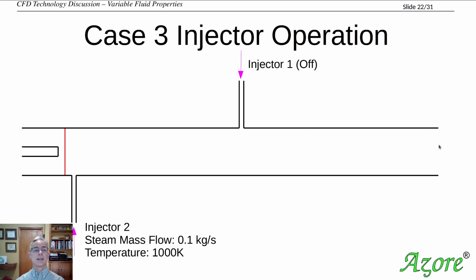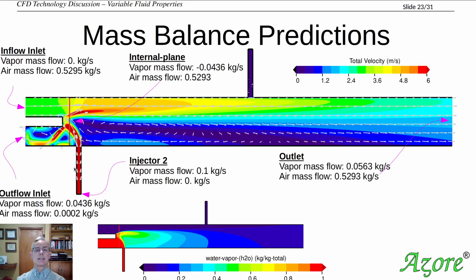Now let's look at an even more interesting situation, where we're not going to introduce any steam over here, but we're going to introduce some steam over here, where we're going to inject it right in here. Same amount of mass that we injected before, same temperature. So let's see what happens here.